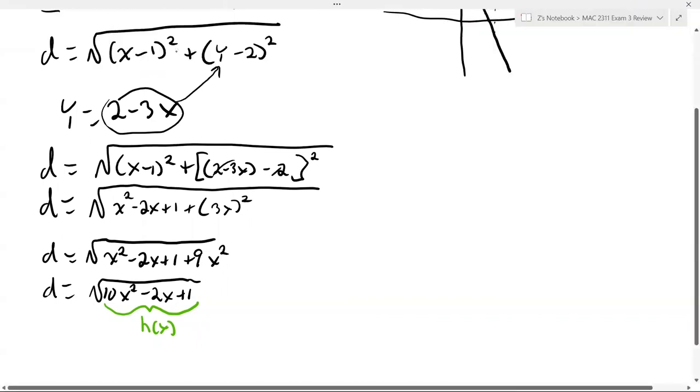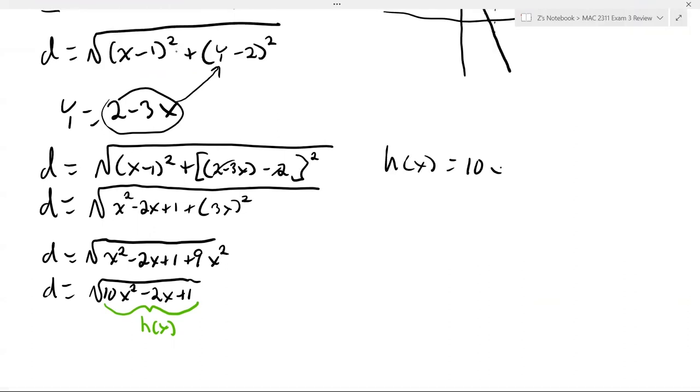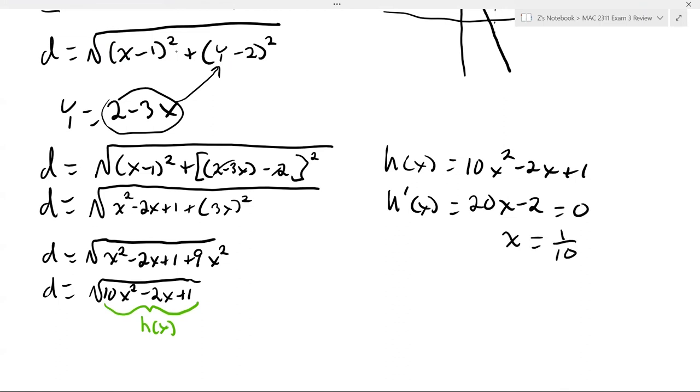I'm going to move up here, and we have h of x equals 10x squared minus 2x plus 1. And I'm going to find the derivative of that function, which is 20x minus 2. I'm going to set that equal to 0, and I'm going to solve. Adding 2 and dividing by 20 gives me x equals 1/10. There is my x value.